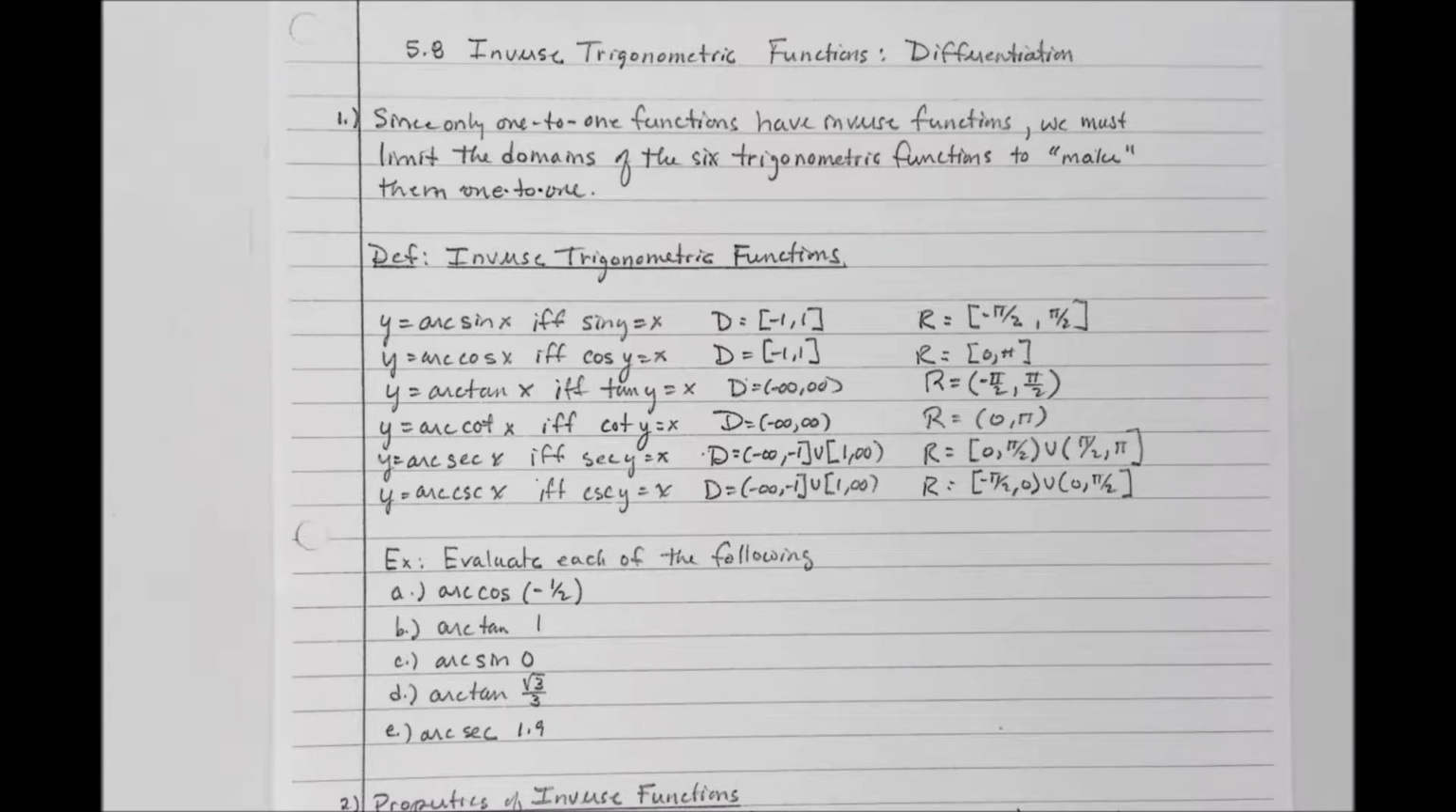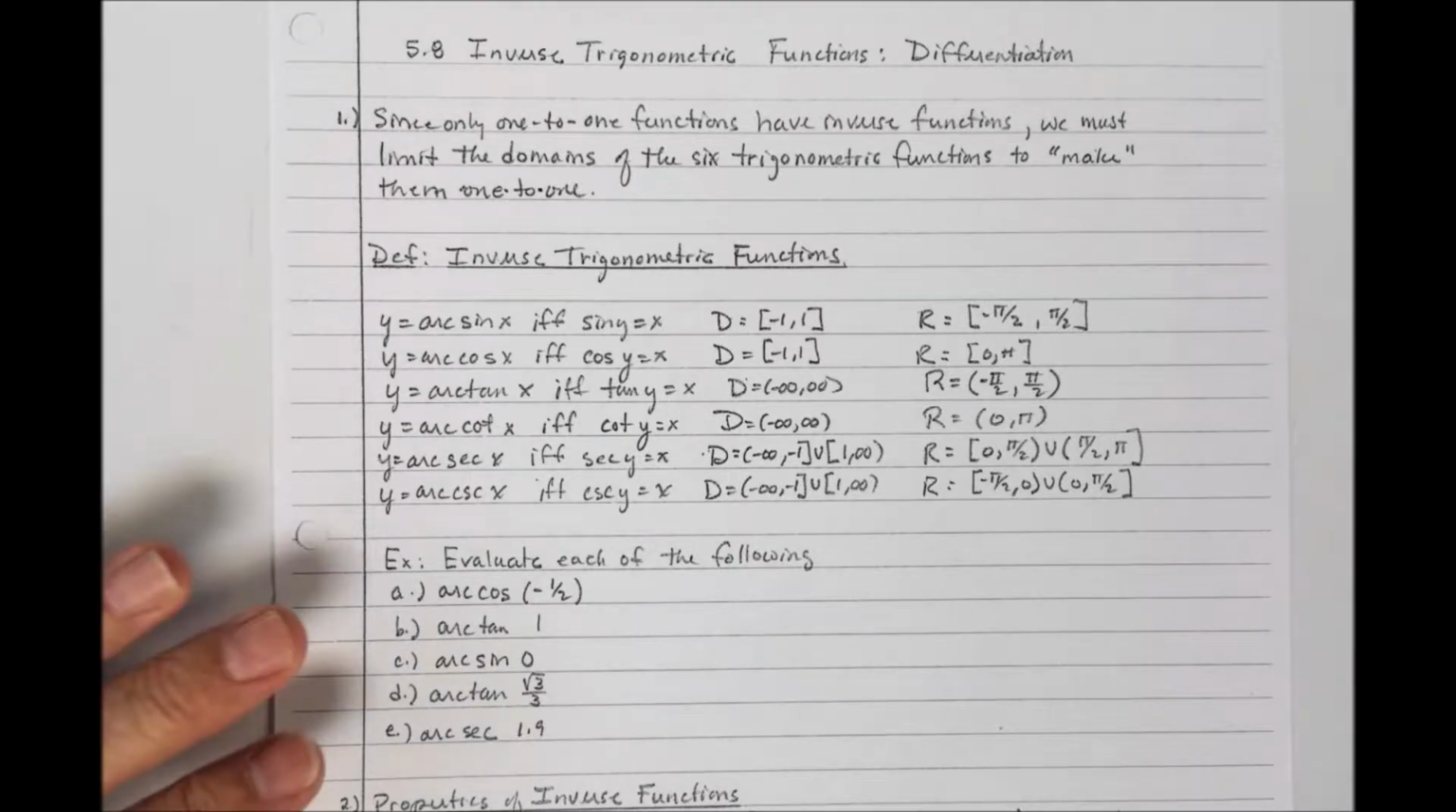Now, remember, with inverse functions, only one-to-one functions have inverse functions. And as you probably know, if you can picture the sine wave or the cosine wave, the six trig functions are not one-to-one. And therefore, they wouldn't have inverse functions unless, of course, we make some adjustments. We limit the domain so that we get a one-to-one function, and then we can go ahead and determine the inverse function. So I'm going to go ahead and define the six inverse trig functions.